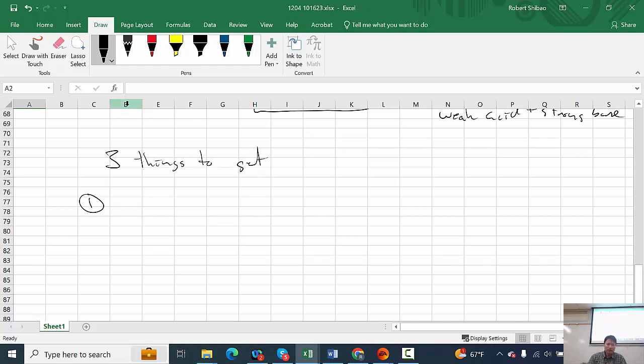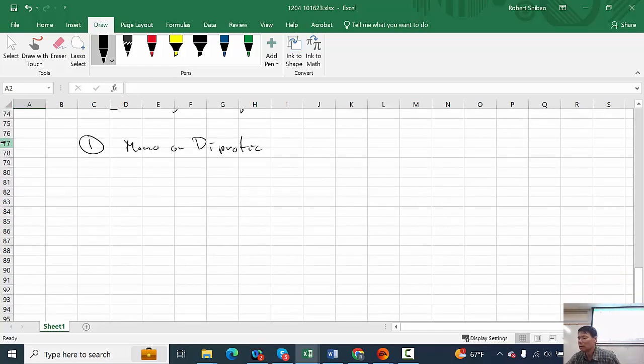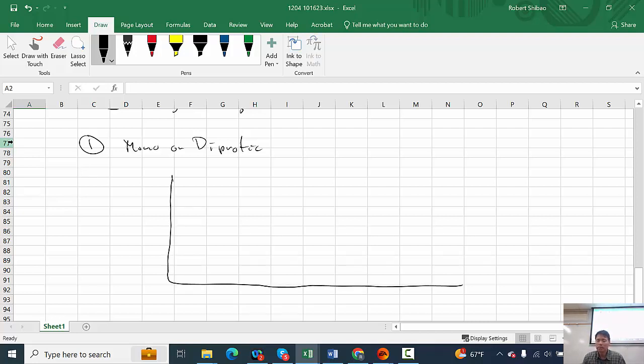The first one: is it mono or diprotic? We could get it from the shape. And so if you had a diprotic acid, we would have two equivalence points rather than one equivalence point. And so if we're looking at a diprotic acid, the curve is going to look a little different.